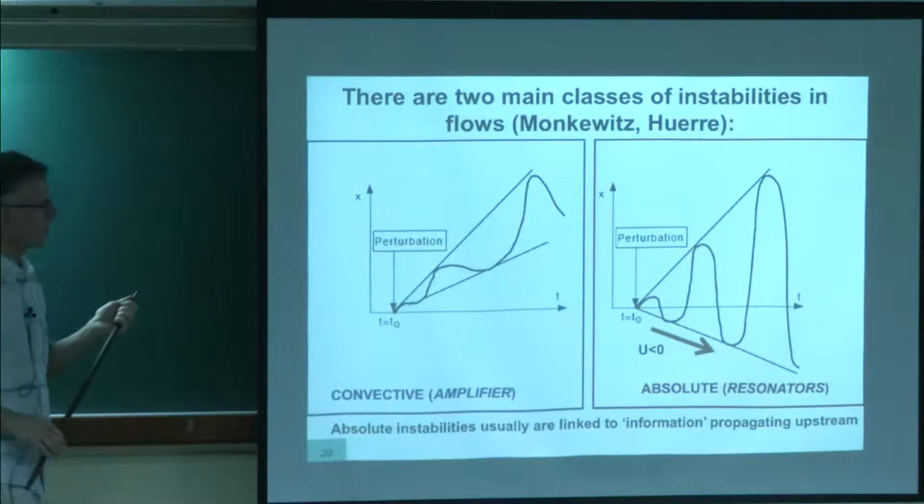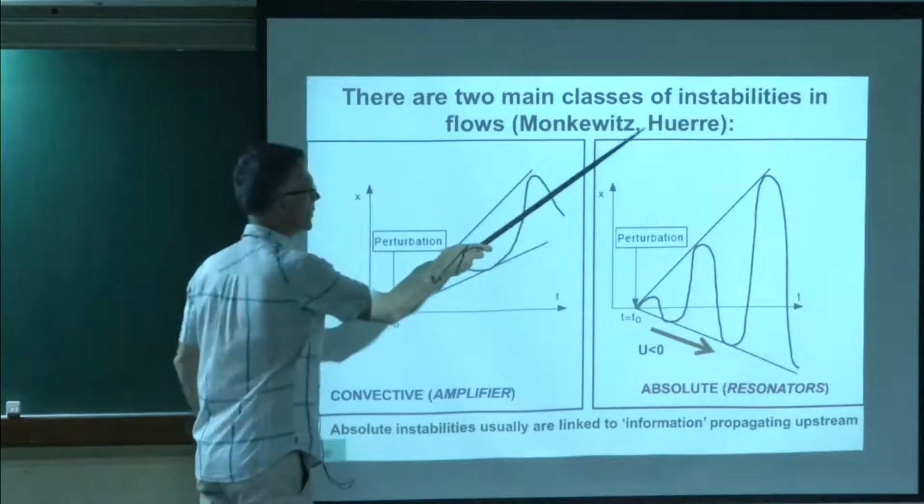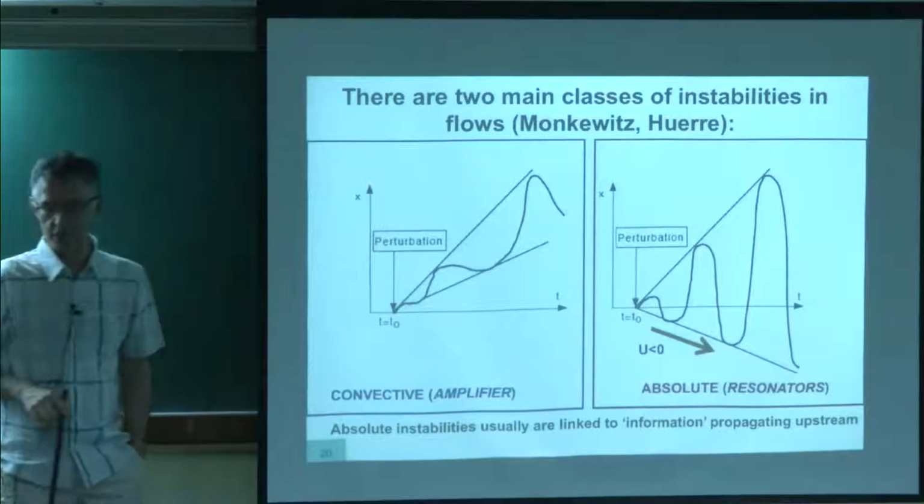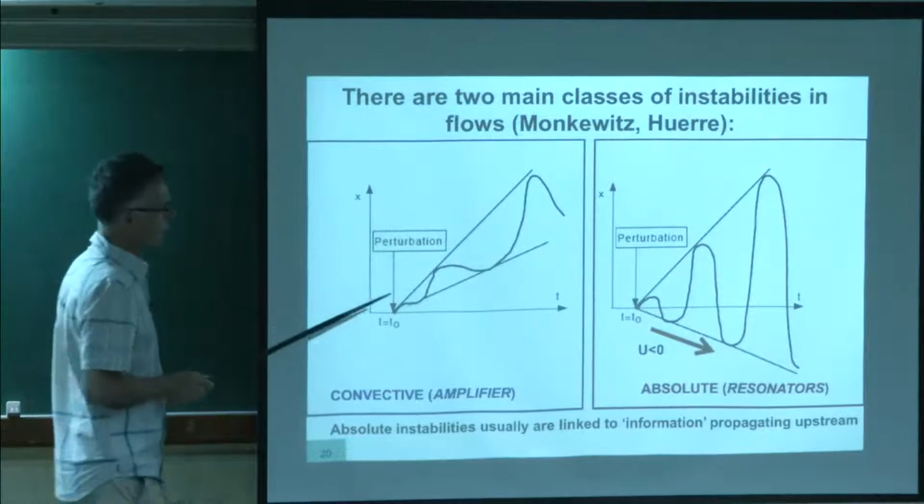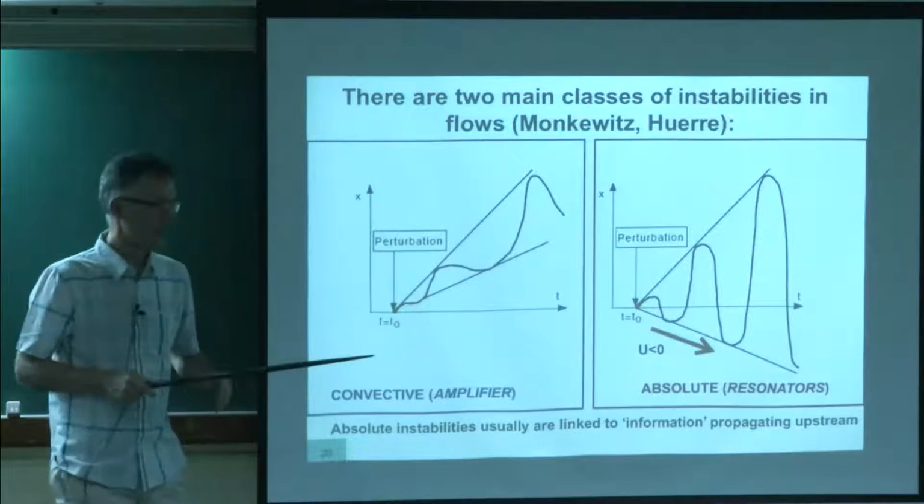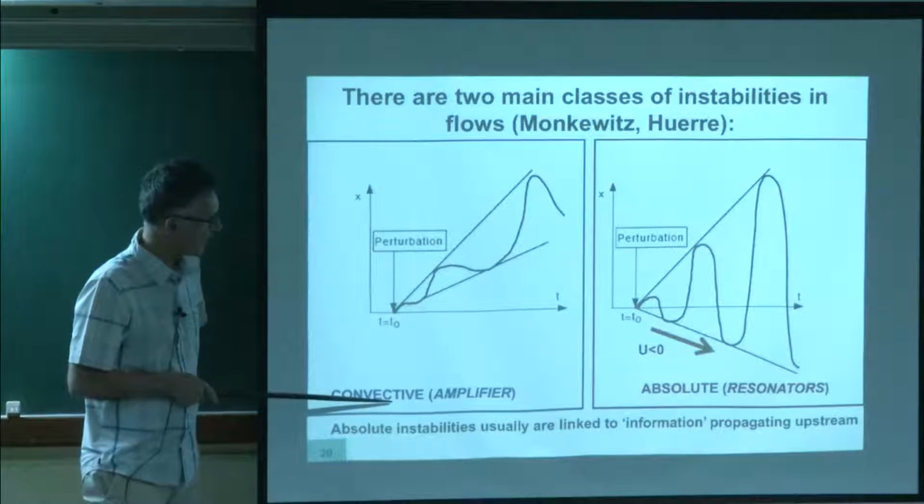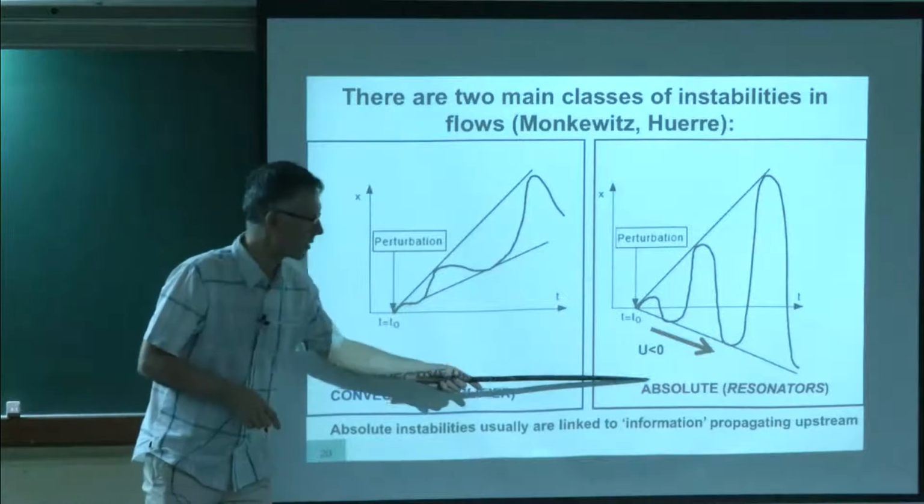At this point, I would like to remind you also about a classification of instabilities in flows, with or without combustion, which is due to Monkewitz and Huerre here at University of Southern California. And here, they put basically instabilities in two classes. One of them is called convective instabilities, the other one is called absolute instabilities.